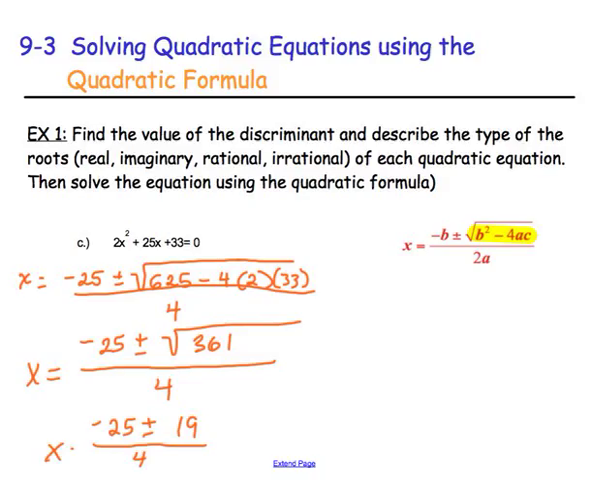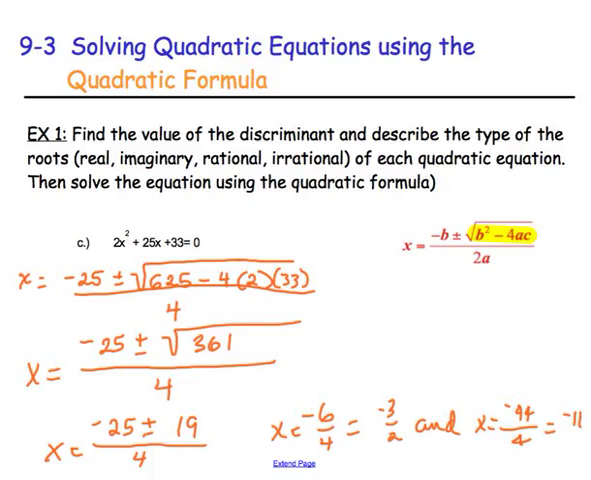So now we have to figure this out. Negative 25 plus 19, that looks like negative 6 over 4, which is really equal to negative 3/2. And you can leave it as an improper fraction, but it should be in lowest terms. And then negative 25 minus 19. So that's negative 44 over 4, which is actually negative 11. So there's our two roots.